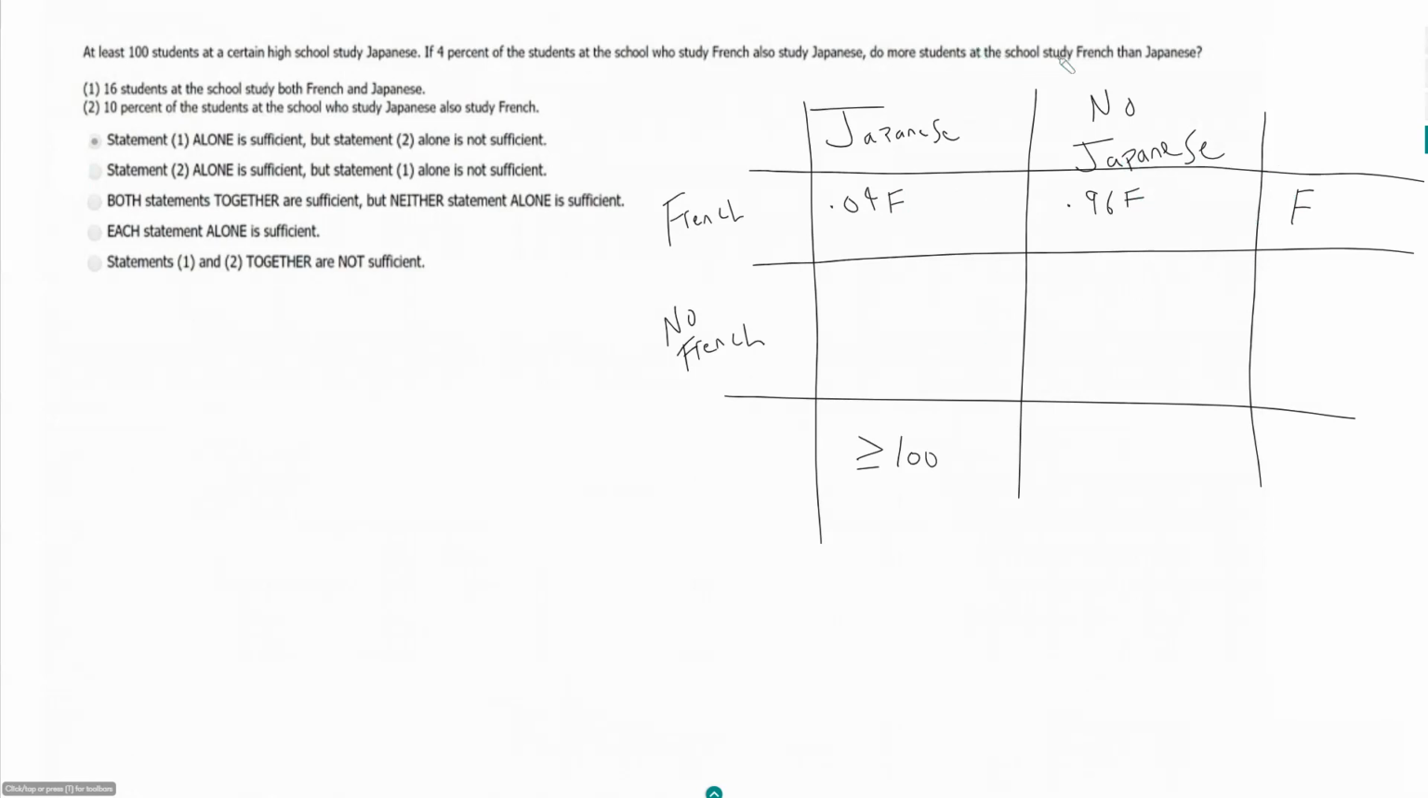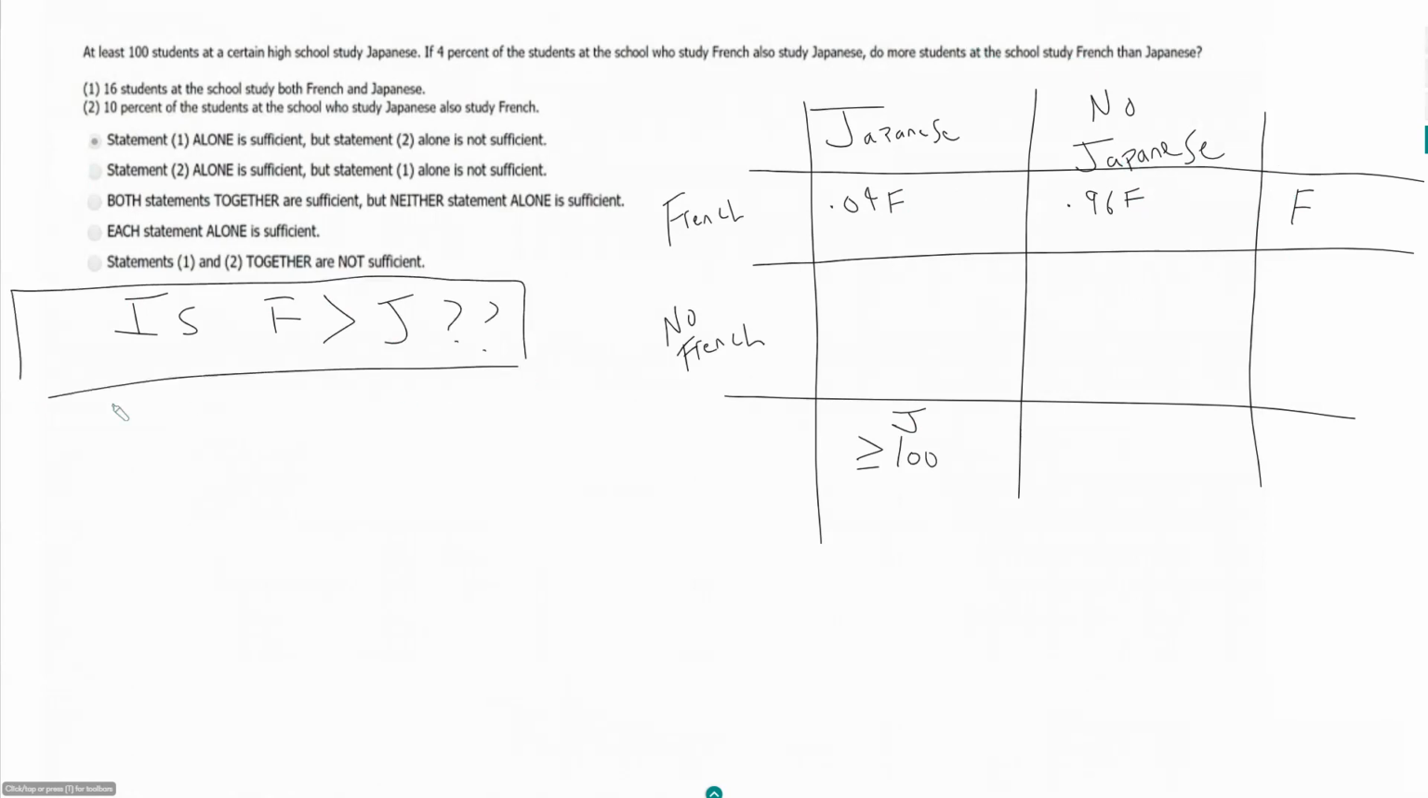Do more students at the school study French than Japanese? So if I call this F and I call this guy here J, is F greater than J? Let's look at our statements. And I'm going to circle everything I added to my table because it comes from the prompt, so I know I don't have to erase it.